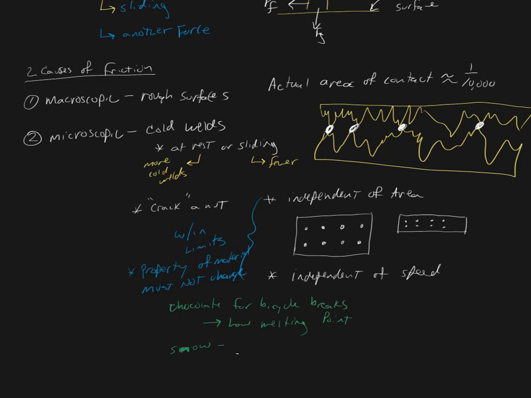So as long as you're not changing the property of the material because you've made the area so small, or because you're moving so fast and the heat generated from moving quickly with friction involved, as long as you're not changing the properties of the material itself, friction will be independent of area, and friction is going to be independent of speed. Now, we have 3 types of friction that I want to mention.